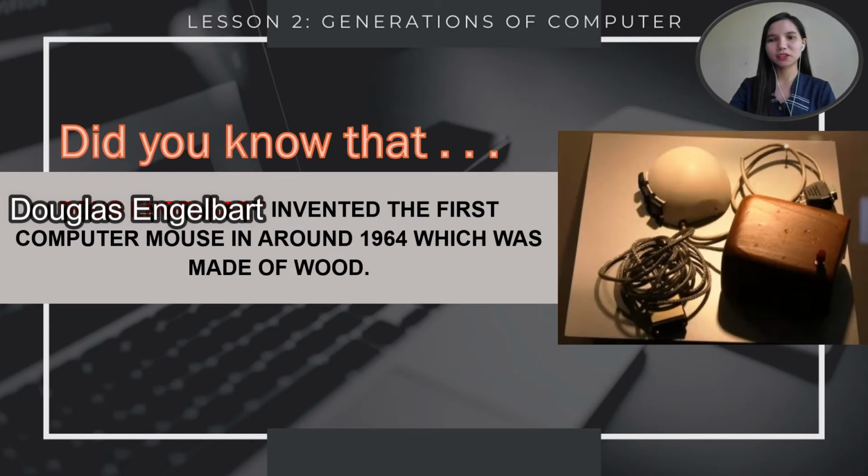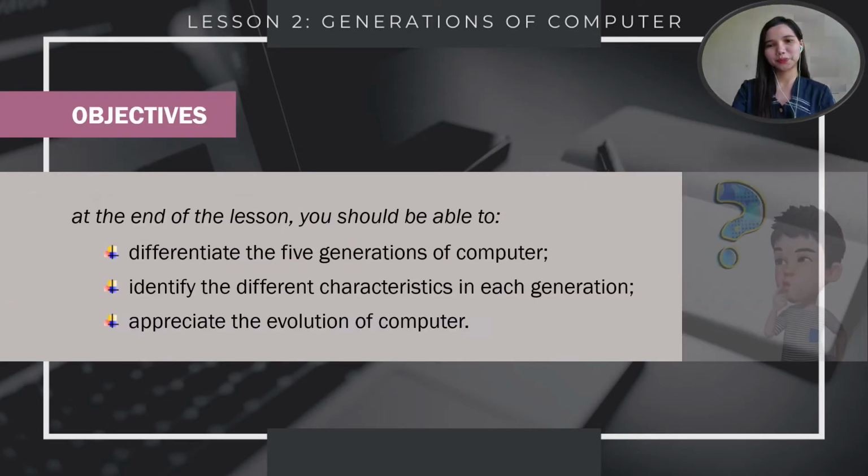We have here another trivia. Did you know that Don Engelbart invented the first computer mouse in around 1964, which was made of wood? So the first ever computer mouse was made of wood.